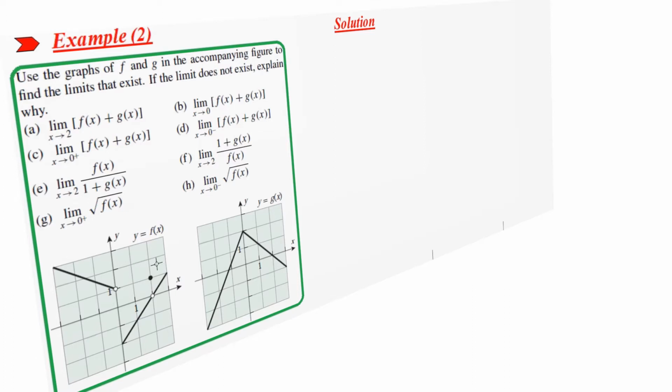In example 2, we have two graphs. The first graph is the graph of the function f of x, and the second one the graph of the function g of x. And we have the parts from a to h. We will find the values of the limits from the given graph. Use the graph f and g and the accompanying figure to find the limits that exist. If the limit does not exist, explain why. So we'll start with part A.